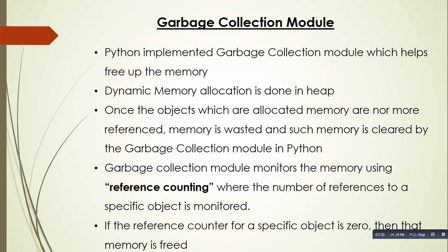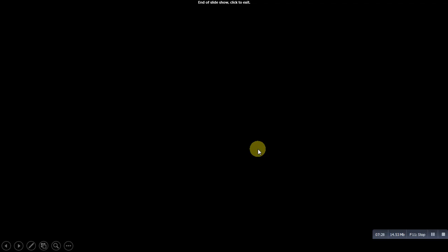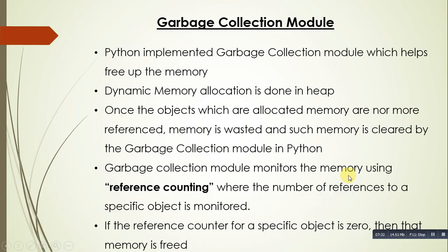So these are the basic things about memory. We will discuss in detail this garbage collection module in Python in further videos. We made a small deviation from data types and variables, and just wanted to give how memory is allocated, because we talked about the variables and their allocation.